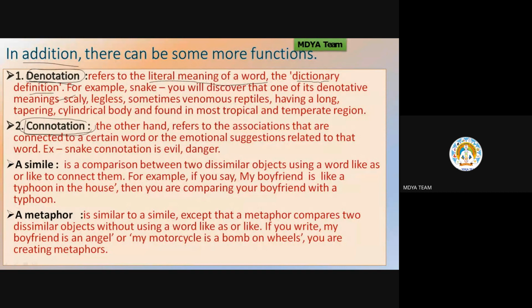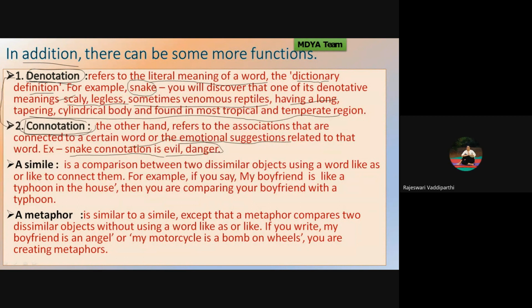For example, snake. You will discover that one of its denotative meanings is scaly, legless, sometimes venomous reptiles, having a long, tapering, cylindrical body and found in most tropical and temperate regions. So this is the dictionary definition of a snake. Now, when you include your own emotions related to snake, connotation refers to associations that are connected to a certain word, or emotional suggestions related to that word. Example, snake connotation is evil, danger. So are denotation and connotation clear?